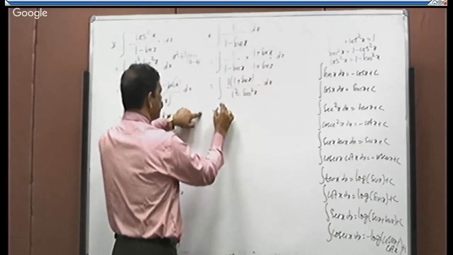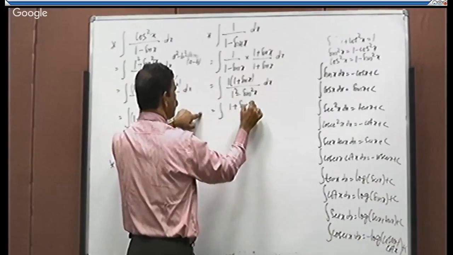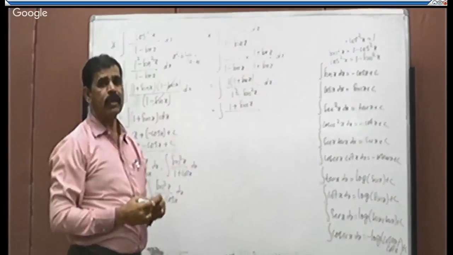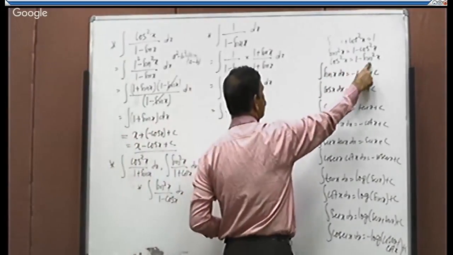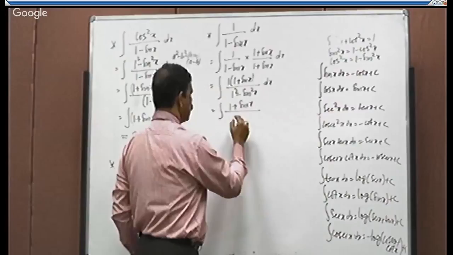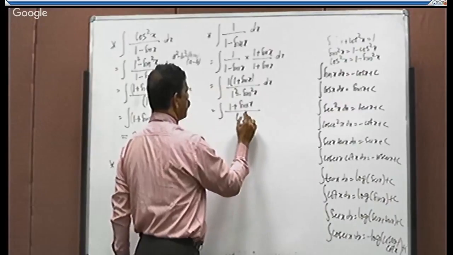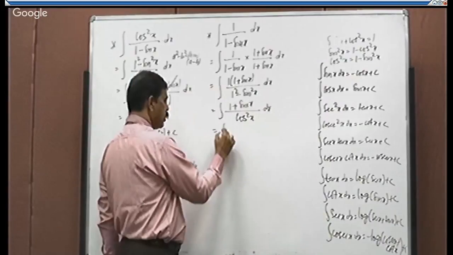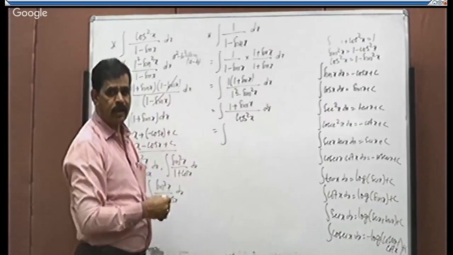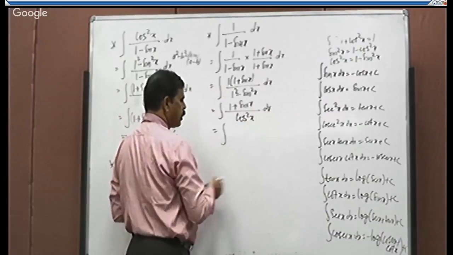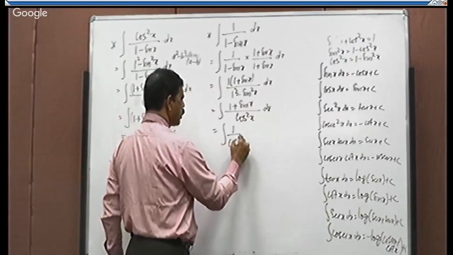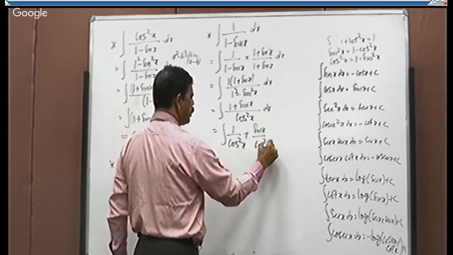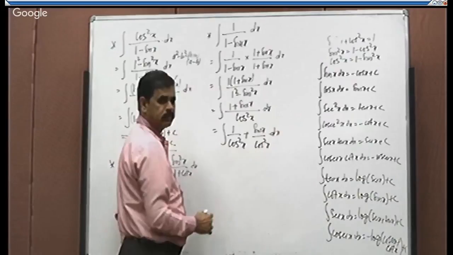Right? This is equal to 1 into 1 plus sin x, which is 1 plus sin x, divided by 1 square minus sin square x. 1 square is what? 1 square is 1. 1 minus sin square. What is that? It is cos square x. Then take each numerator term with the denominator. So 1 by cos square x plus sin x by cos square x into dx.